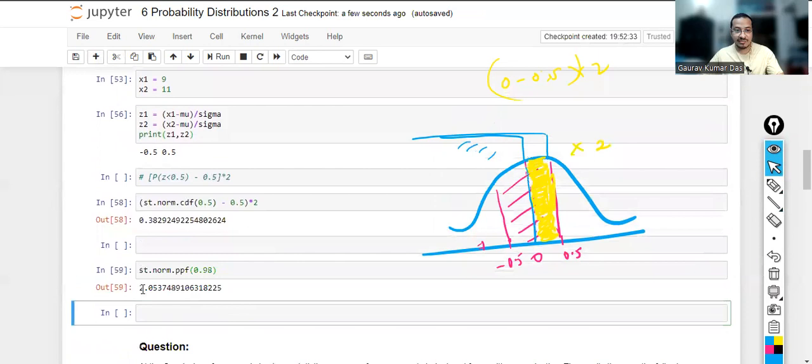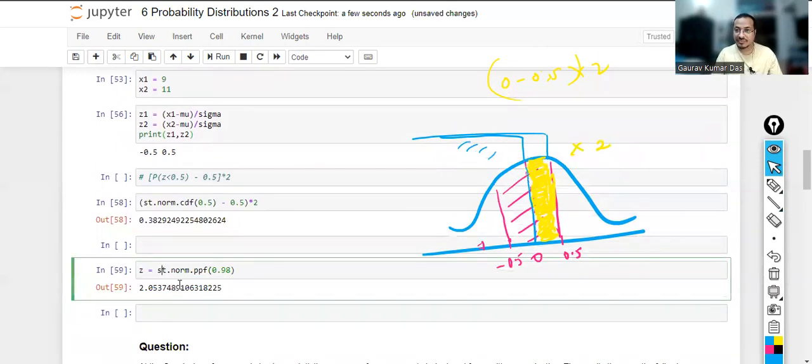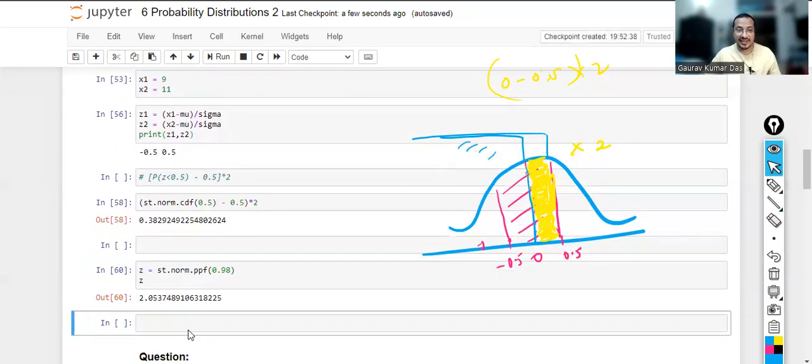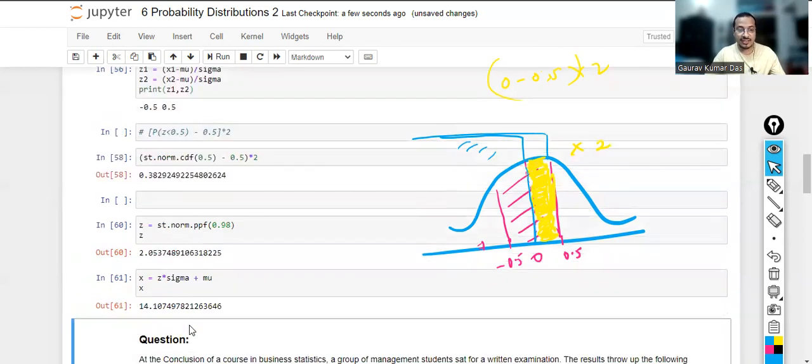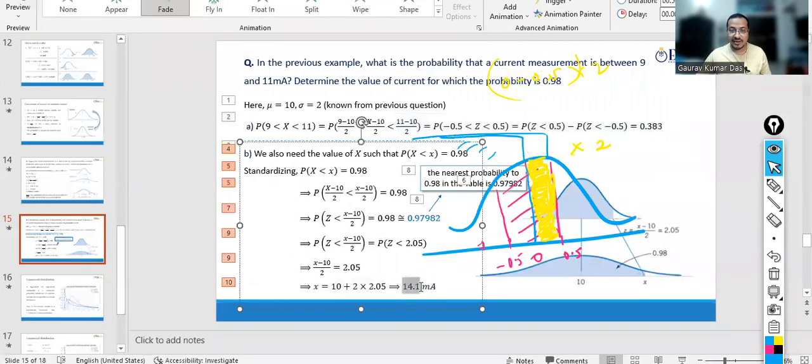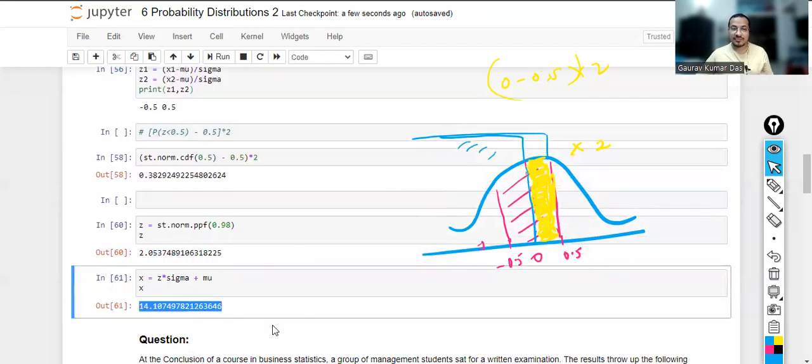But this is the z value, guys. Please understand this is the z value, right? I have to convert this z to x. So what will it be? x equals z times sigma plus mu, and hence my x value will be 14.10. So if you go back to the slide, it's 14.1, 14.10, same thing, right? So this is how you calculate the probability with respect to a particular value of z less than or greater than whatever it is, interval, and also how to calculate the z value given a particular probability.